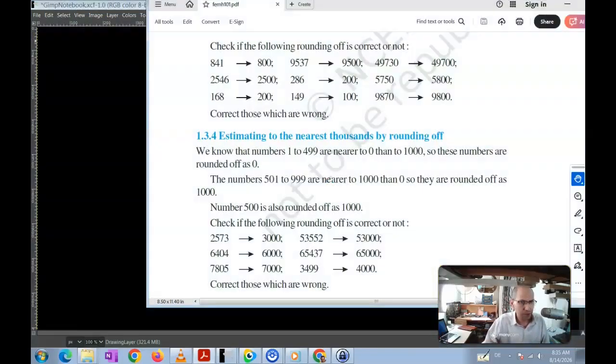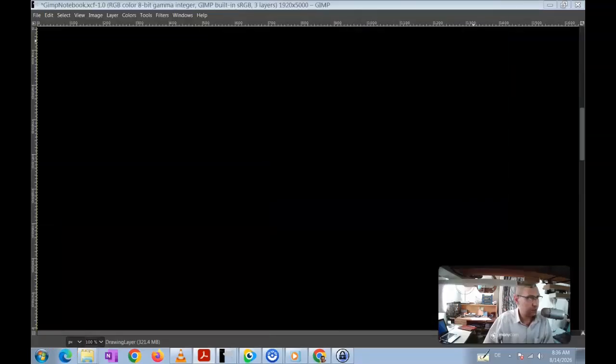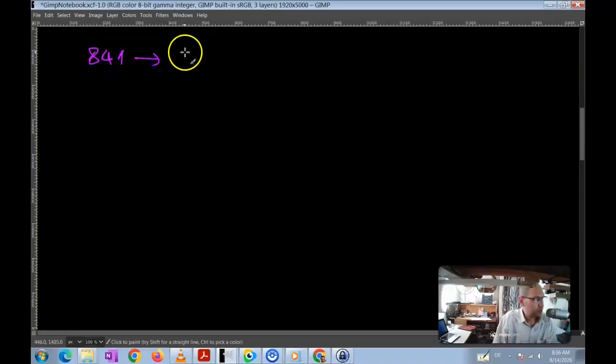So we have a couple of numbers over here, and they have been rounded off, and we want to know whether this is correct or not. So over here, for example, let me write it down. So we have an 841, which has been rounded as an 800.